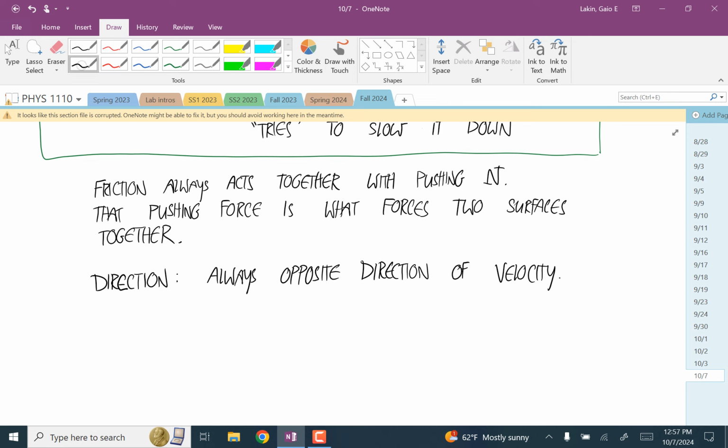And then the magnitude is always equal to this value mu. That's the Greek letter mu. This is the easiest one to remember because mu is spelled mu and it looks a little like an M and a little like a U, times the normal force. So that's always the magnitude.